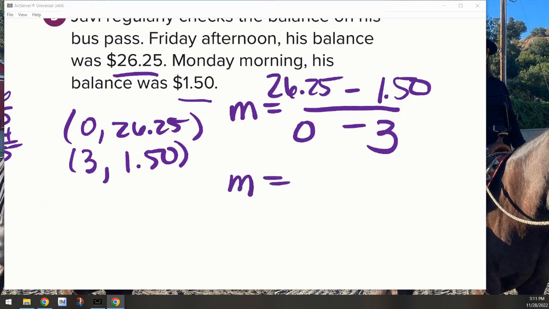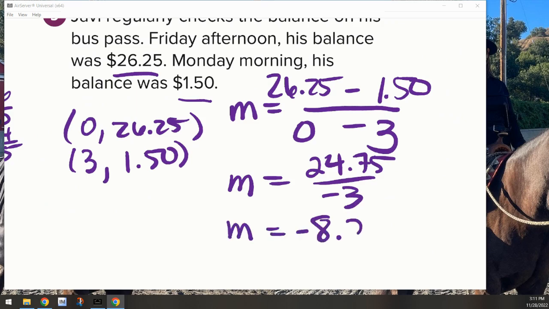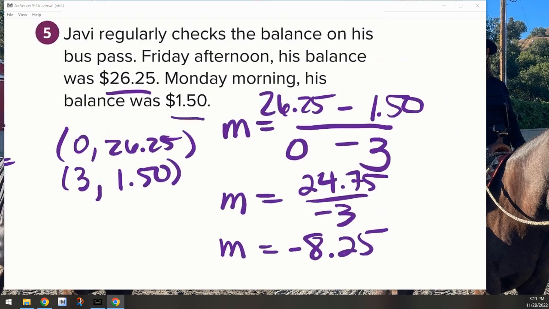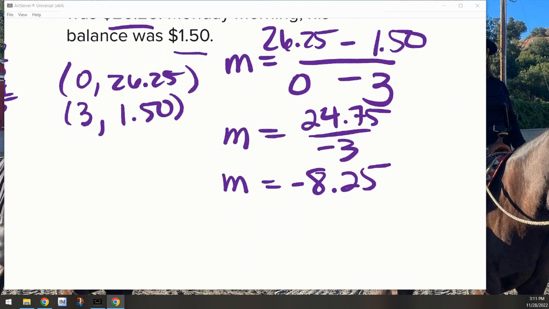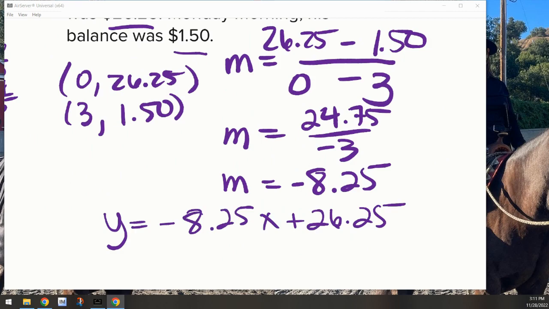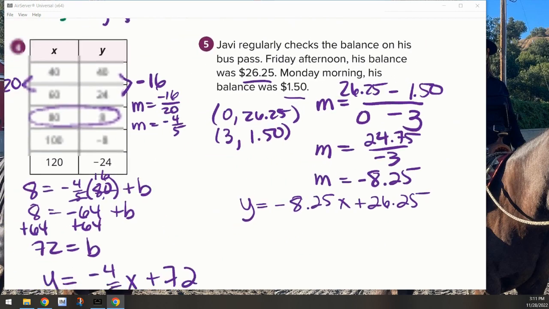When I do that, $26.25 minus $1.50, I would get $24.75 over negative 3. I would get my slope is negative $8.25. Okay. And my y-intercept is that, so negative 8.25x plus 26.25. Awesome.